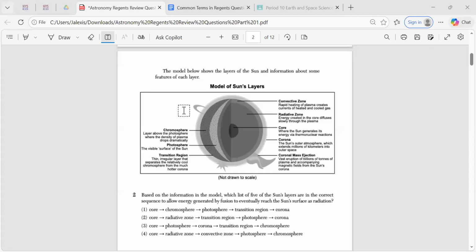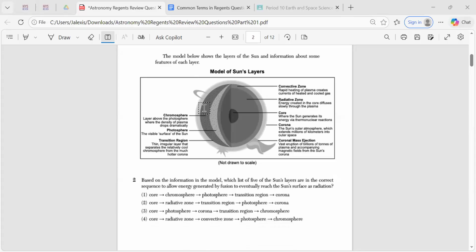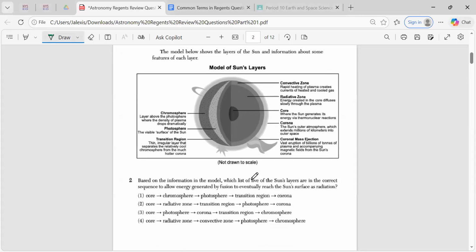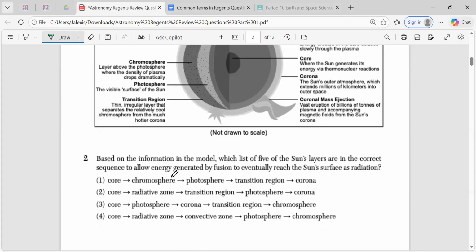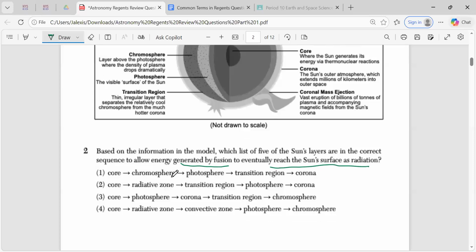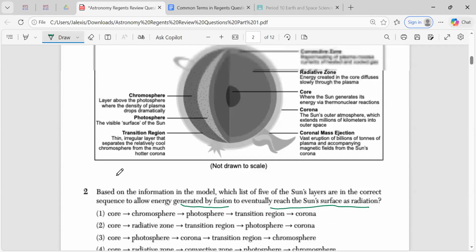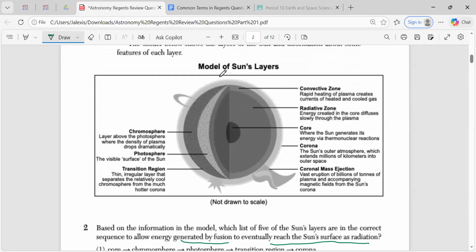All right, so we're looking at number two. It says, based on the information in the model, which list of the five of the sun's layers are in correct sequence to allow energy generated by fusion to eventually reach the sun's surface as radiation? All right, energy generated by fusion to eventually reach the sun's surface as radiation. So this could be a process of elimination, right? And when we look at the model, it's giving us all the sun's layers and it's telling us what has taken place in each of the sun's layers.